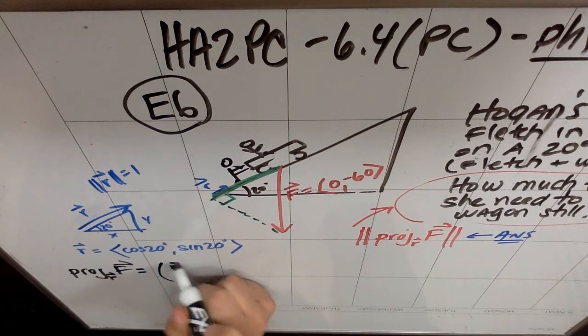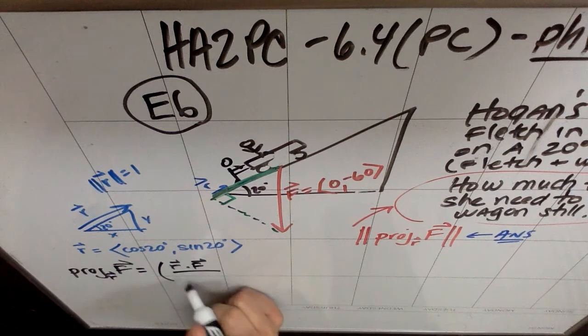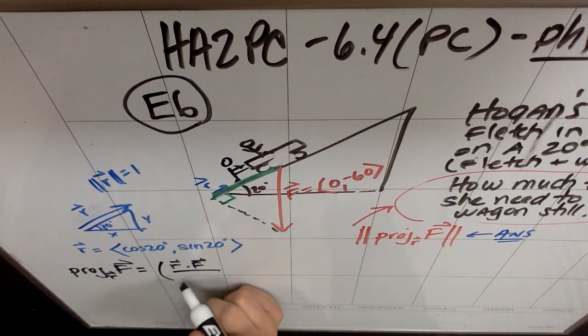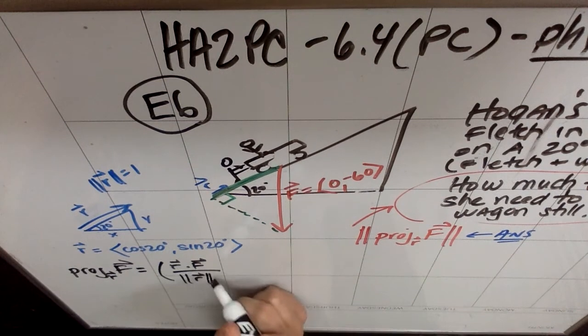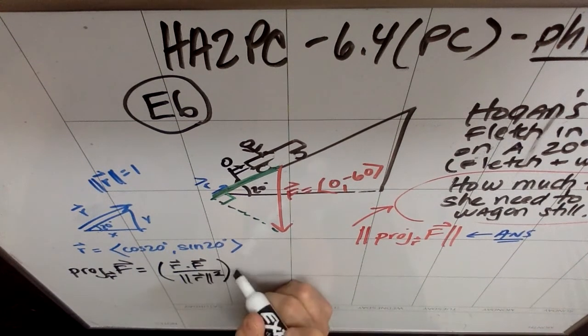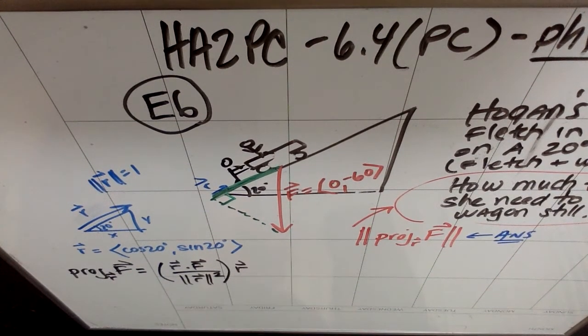r dot F, which would normally be u dot v, but I'm using r and F, over the magnitude of r, which I conveniently chose to be a 1, quantity squared, times the r vector, right? So I'm going to find those quantities, and once I get this vector in component form, I can find its magnitude pretty easily by using essentially the distance formula.